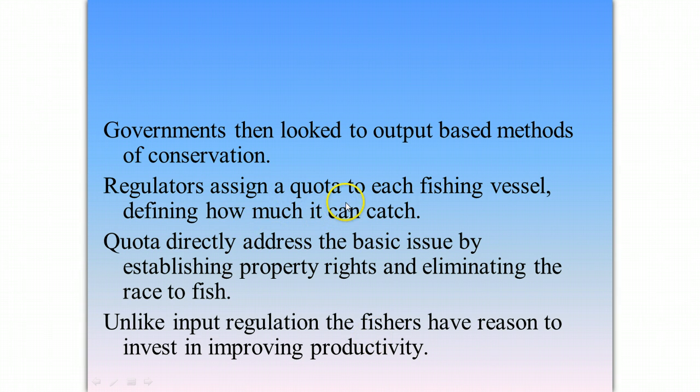Governments then looked to output-based methods. Controlling the inputs wasn't really going to be effective. Limiting the number of boats, the size of the boats, the season wasn't effective. So let's control the output. Let's look at directly controlling the output. And that has led to the existence of a quota system. So regulators can assign a quota to each fishing vessel, or in the case of the EU, each country, defining how much it can catch.